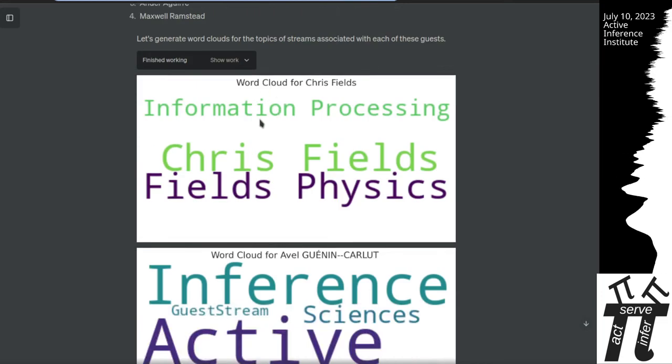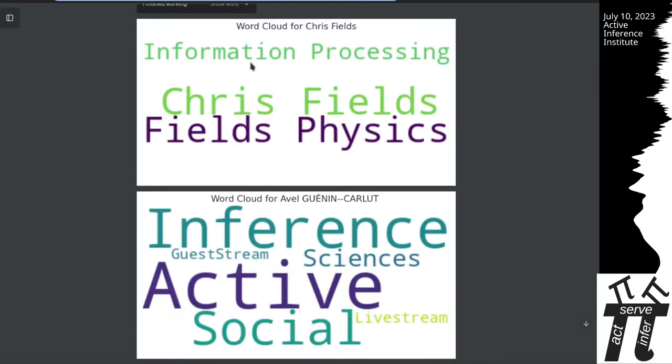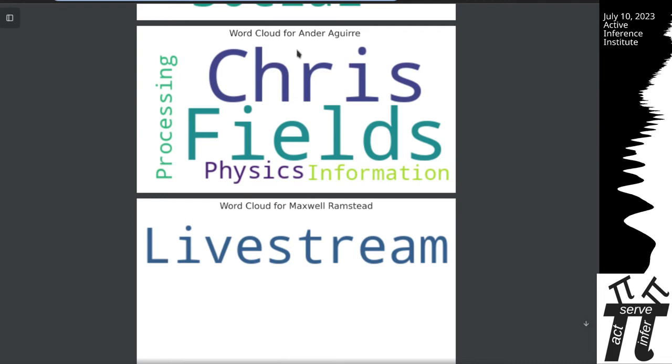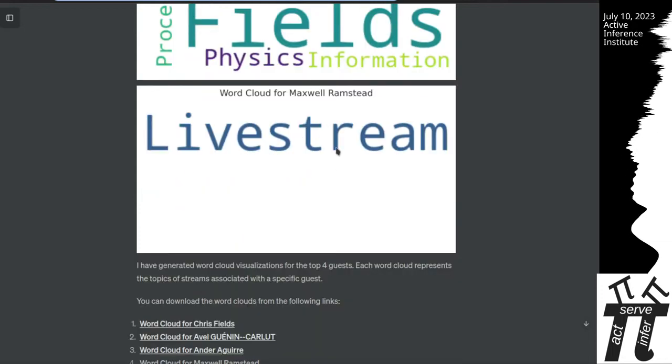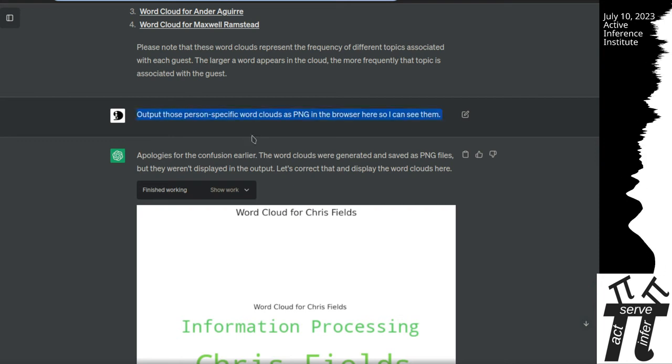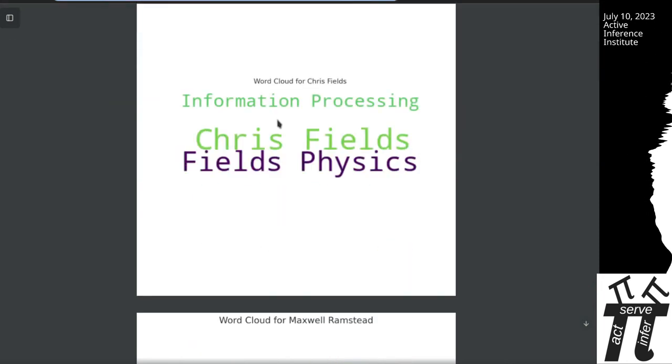Here in the initial word clouds, it only used the type of the stream. So for Chris Fields, we had his course Physics as Information Processing. For Avel, we had the ongoing course Active Inference for the Social Sciences. For Ander, who's the course assistant, and for Chris Fields, we saw the same information. And for Maxwell, who had only ever joined for live stream and guest stream, this was the most associated word. These terms were downloaded, and I asked for them to be output more directly.